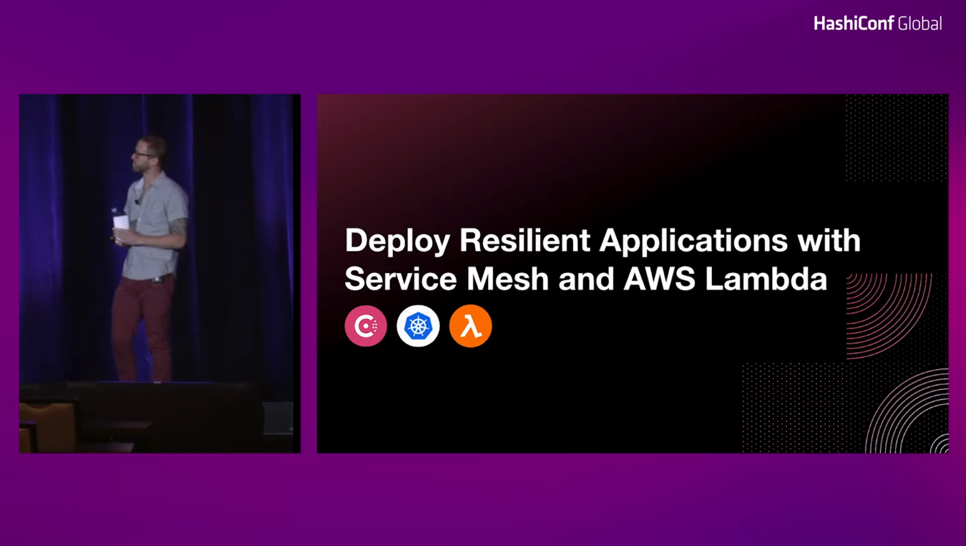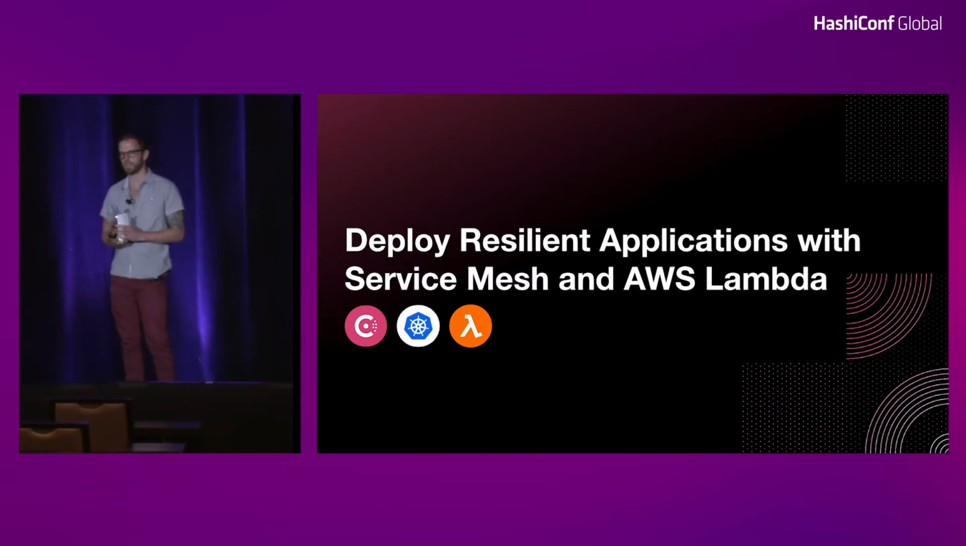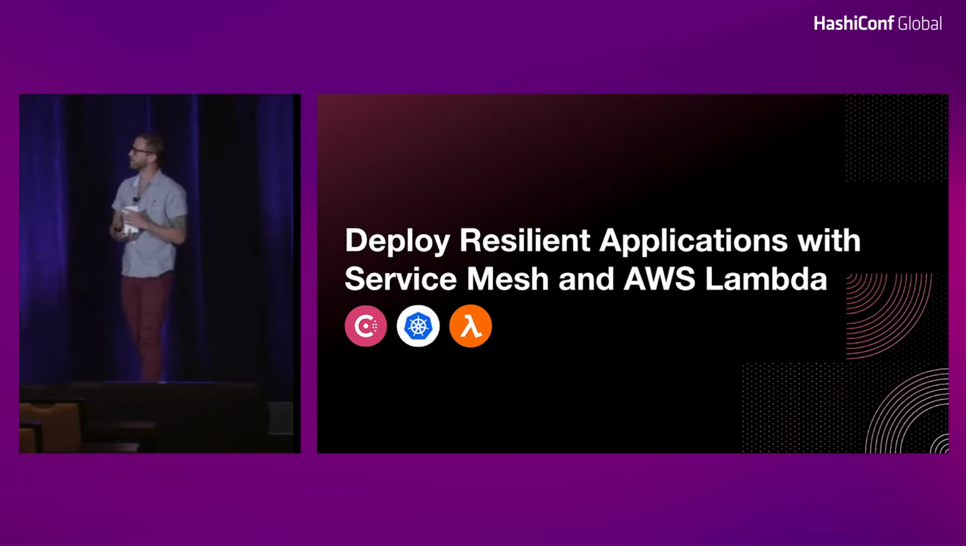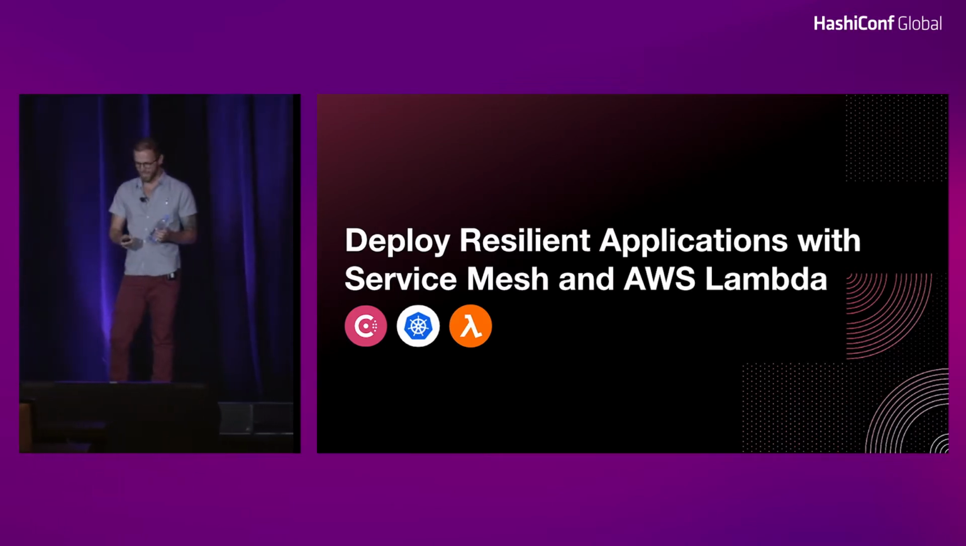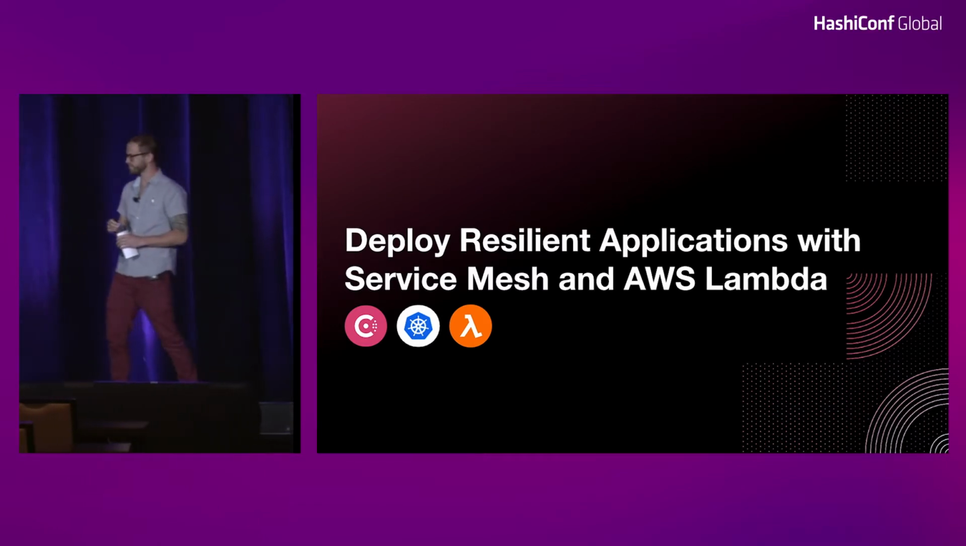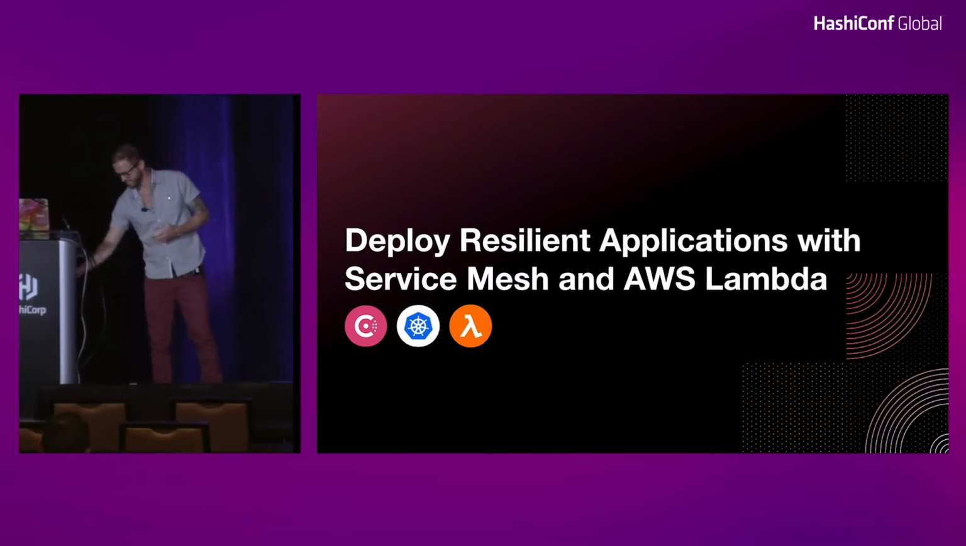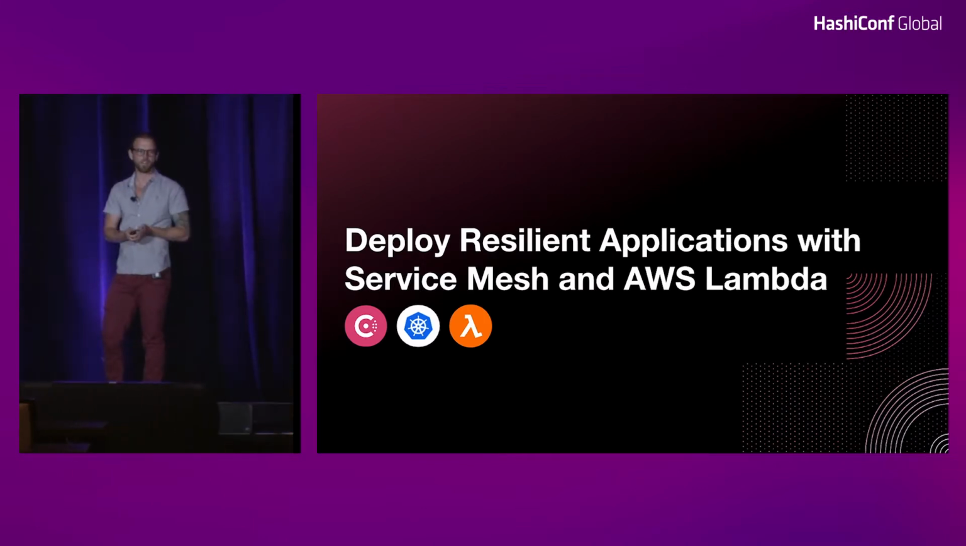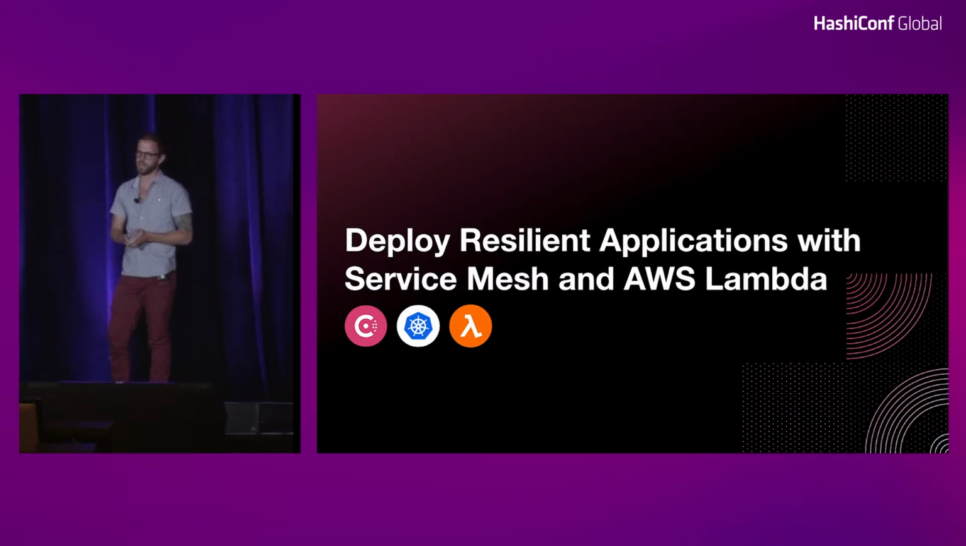We have a really exciting pattern that Armand touched on. We're going to dive in a little bit deeper on deploying resilient applications with Consul Service Mesh and AWS Lambda. By deploying this pattern, you can essentially make your applications more resilient to things like traffic spikes or other disruptions that happen.